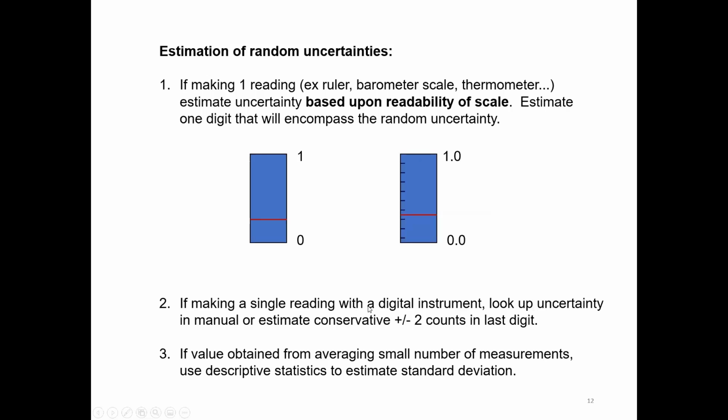So just as what we did before, if the value is obtained from averaging a small number of measurements, you can use descriptive statistics to estimate the standard deviation. By the way, we can never get to the true standard deviation because most likely our number of measurements is small, and we'll show you how to get to the estimated standard deviation.